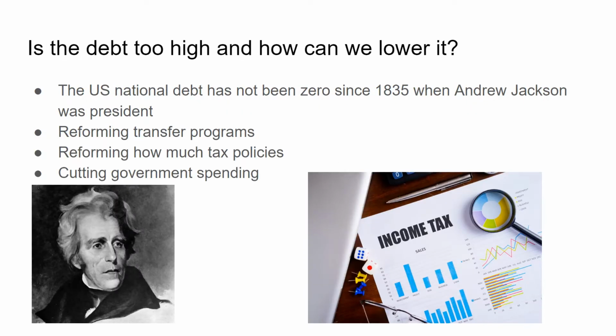Is the debt too high, and how can we lower it? On January 8th, 1835, with Andrew Jackson as president, the US debt was at $0. Since then, because of wars, a depression, and recessions, the US debt has risen to over $30 trillion. Lowering the US debt will have to come from major changes on how the government spends its money and, of course, how much money it spends.